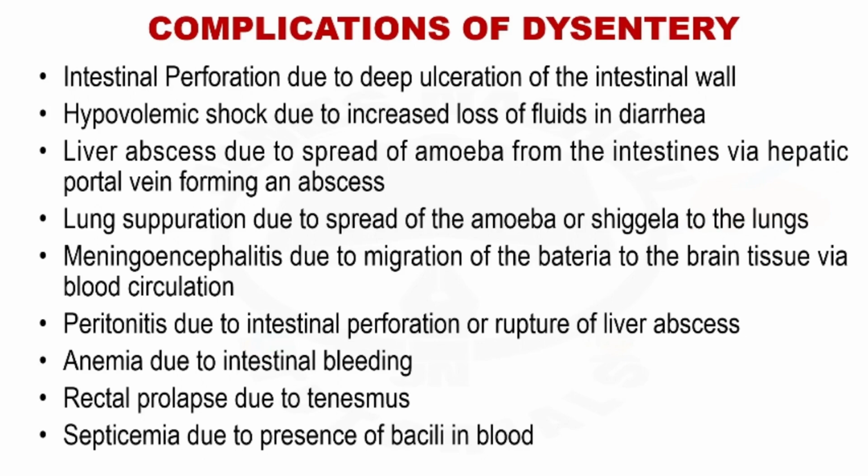Then there's also hypovolemic shock. This one will come in due to increased loss of fluids in diarrhea, and there will also be liver cirrhosis or liver abscess. Liver abscess is due to spread of amoeba from the intestine via the hepatic vein, forming an abscess. So this complication can only be found in amoebic dysentery.